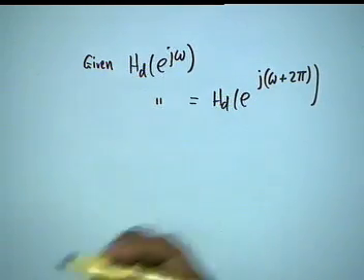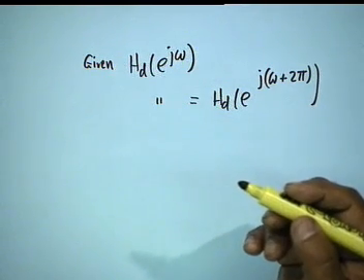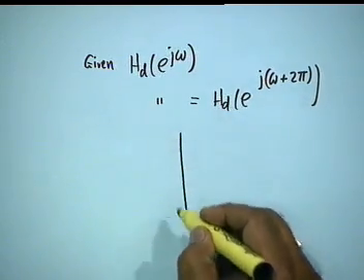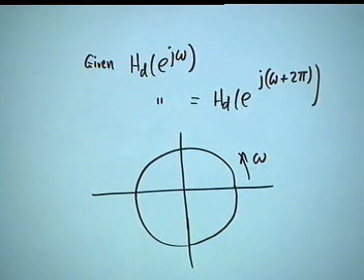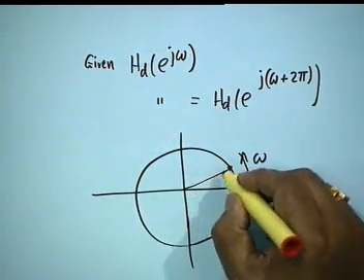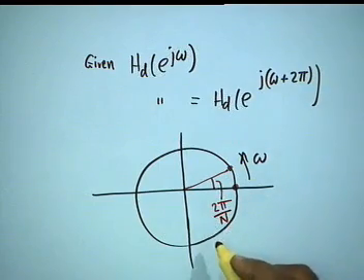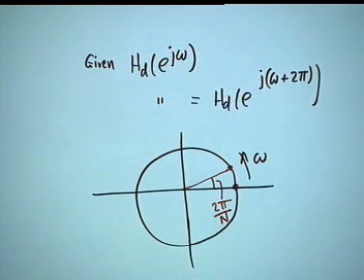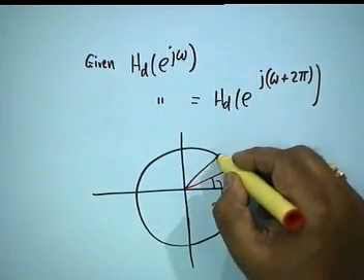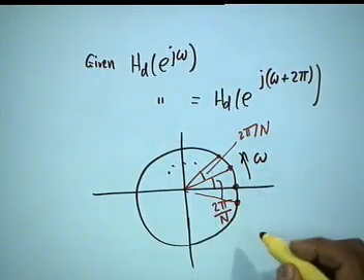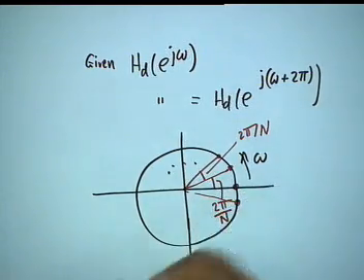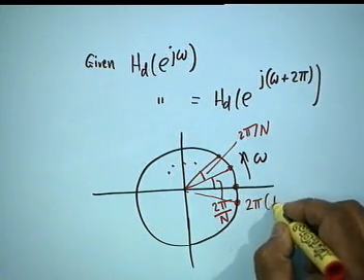And if you sample H d of e to the j omega within one period, let us say 0 to twice pi, at a certain number of points capital N, usually we ask for uniform sampling. Therefore, our samples would be, let us say we start from omega equal to 0, the next sample would be at this point where this angle is twice pi divided by N. If we divide the total angular space twice pi into N equal intervals, first sample will be here, next sample would be here, this angle is also 2 pi by N, and the last sample would be here, where the total angle is 2 pi (N minus 1) divided by N.